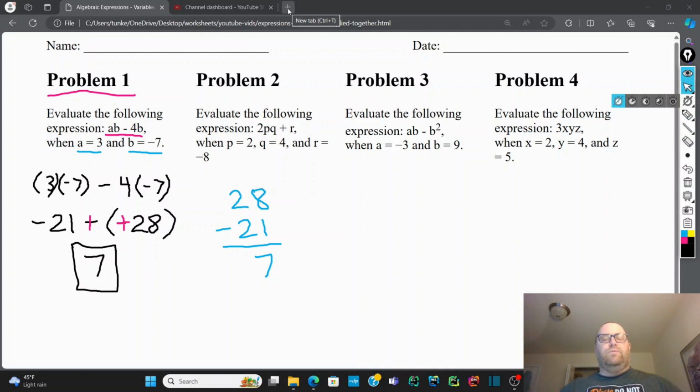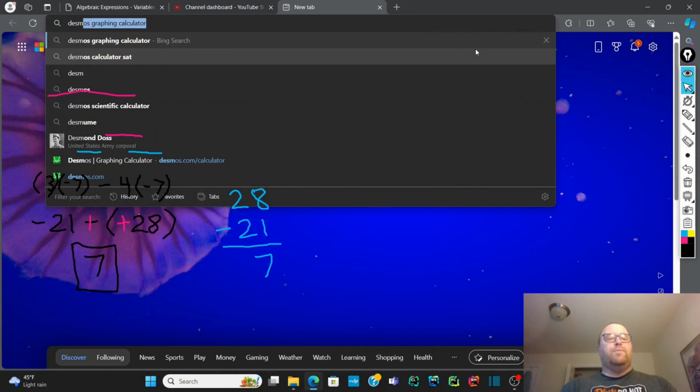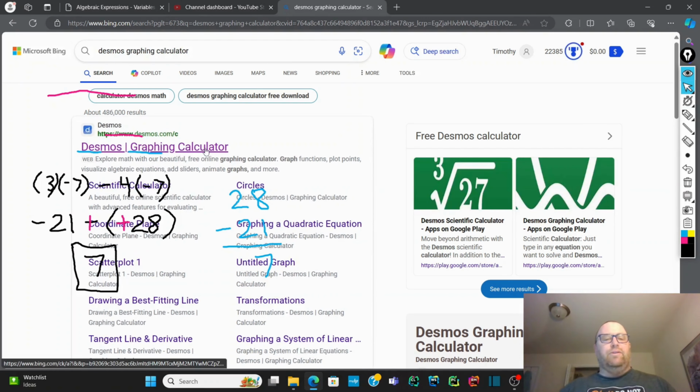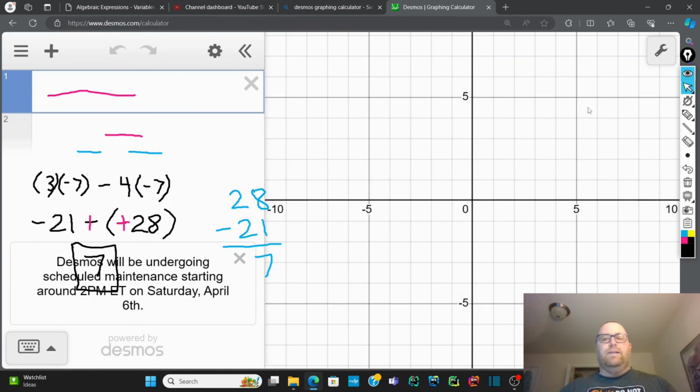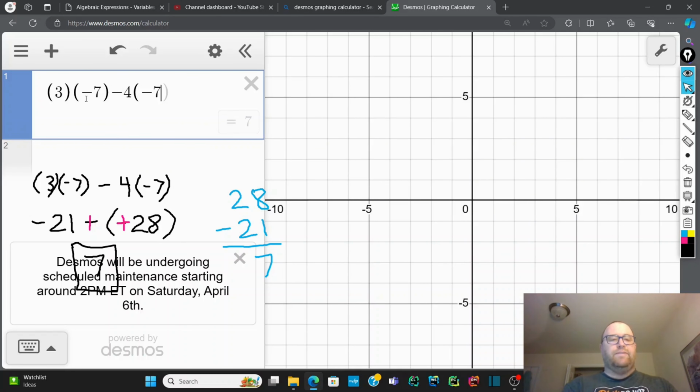I'm going to show you how to do it with Desmos, because if you are taking the digital SAT, you can use Desmos on any math problem. So if you encounter something like this, you go to Desmos, and that'll be just the calculator that's available on the digital SAT. And let's erase some of this stuff. So we're going to do 3 times negative 7 minus 4 times negative 7. And we get positive 7.